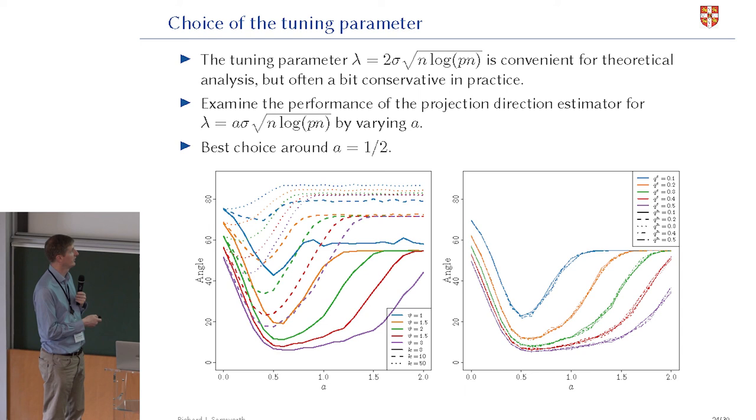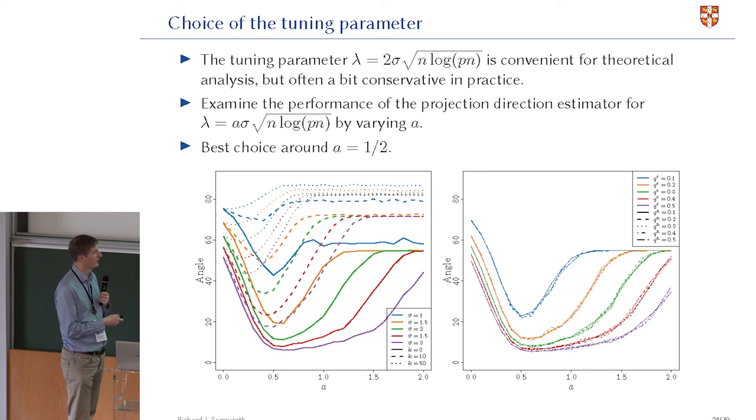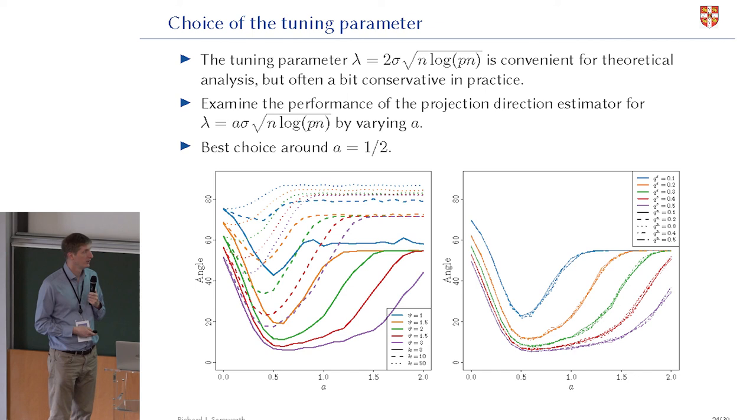So this is for different signal strengths in the solid lines, different sparsity levels in the different dashed lines. And then over here, this is for different observation probabilities in signal coordinates and the noise coordinates. And what you'll see is that the noise coordinate observation probability makes very little difference to the shape of the curve, and the signal coordinate affects the overall curve, but not so much its minimum location, which is kind of interesting. So we found that this choice of A equals a half is quite a reliable one in practice.